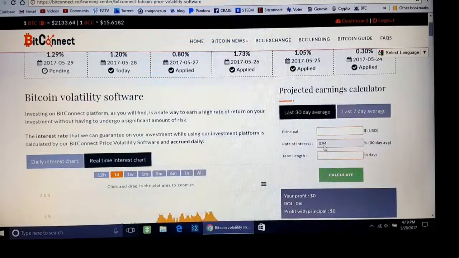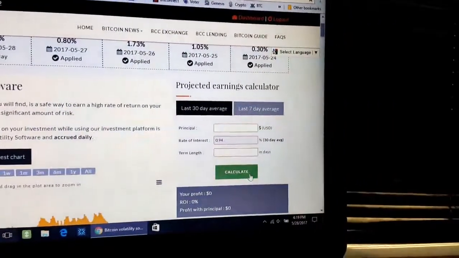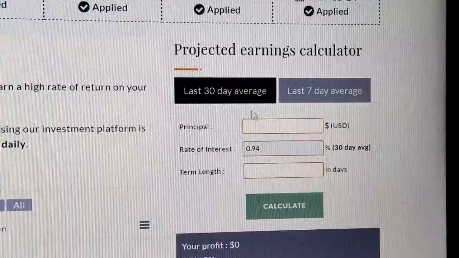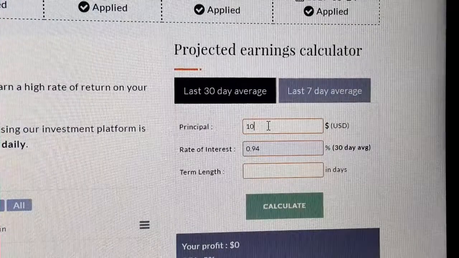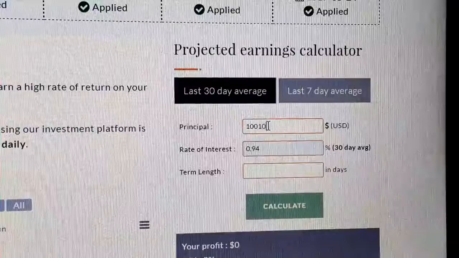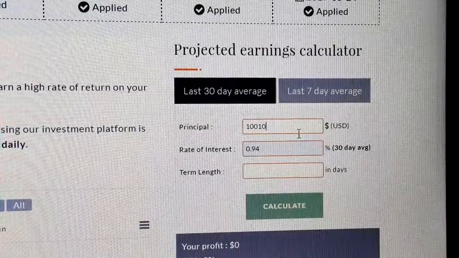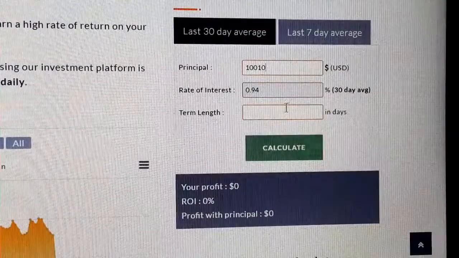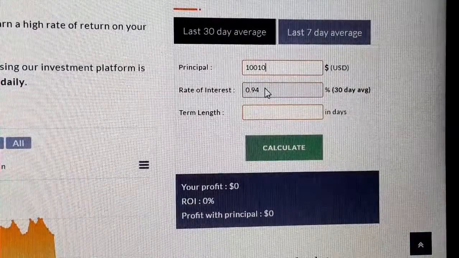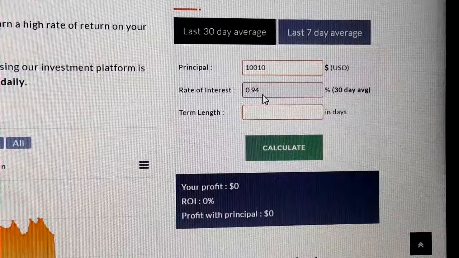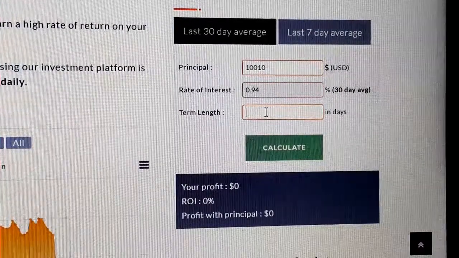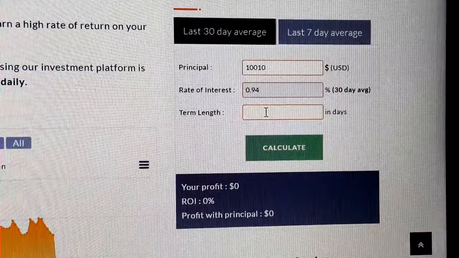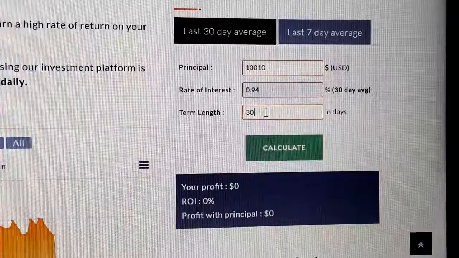Now, my favorite part of this is the calculator. So the calculator now, let's put in a loan of 10,000. I like the 10,000 loan because, like I said, a couple people have done it, so it's a really great number to work with. And the rate of interest for the past 30 days is 0.94, which is, like I said, about 1%. So let's put in a $10,000 loan you get back in 120 days. But let's put in 30 days. For the past 30 days.